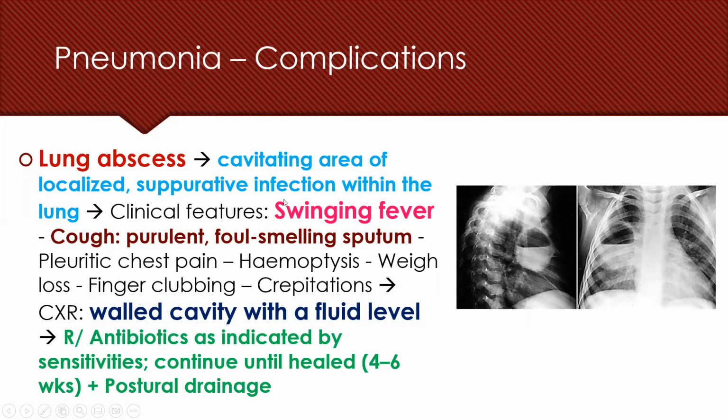By clinical examination, you will find a swinging fever in this patient, fever that comes and goes. Also, the patient presents with cough, with purulent and foul-smelling sputum because there is pus inside here. This patient could have pleuritic chest pain and also can have hemoptysis with weight loss, finger clubbing, and crepitations. Chest X-ray is again defining because you will find the walled cavity with a fluid level.